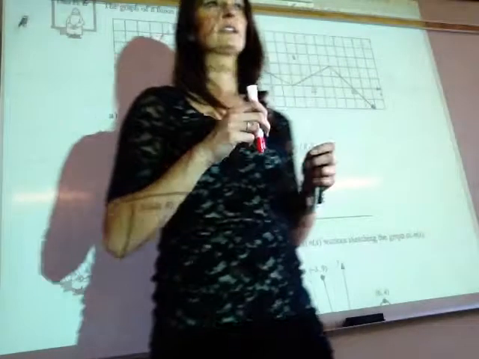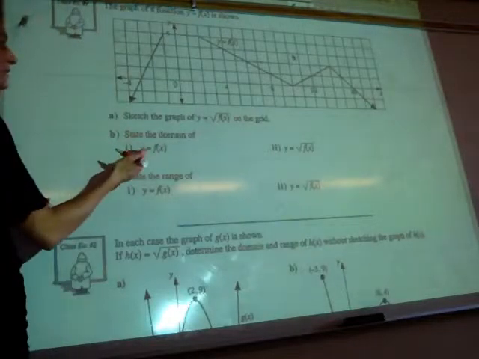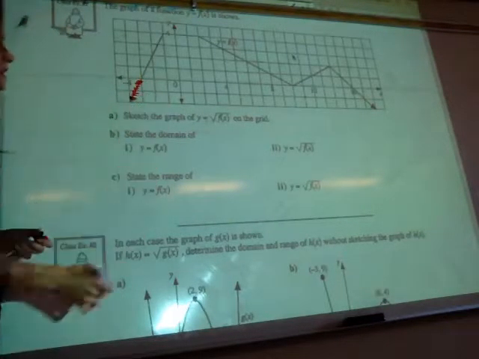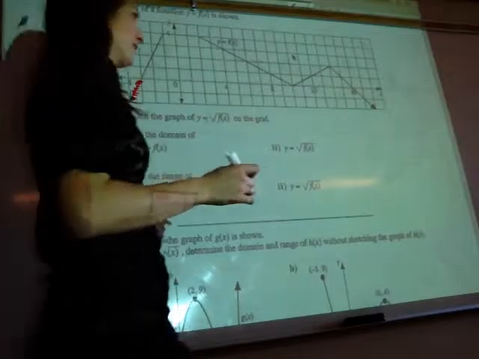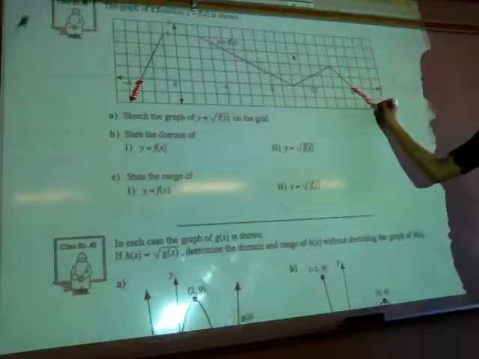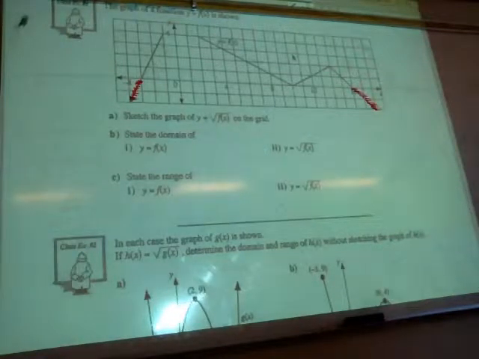So when we take a look at this graph, anything below the x-axis, we can just wipe out. Okay, get rid of that. It's not going to be part of our radical function. Same thing over here. Anything below the x-axis, we're going to omit. It's not going to be included in our radical function.